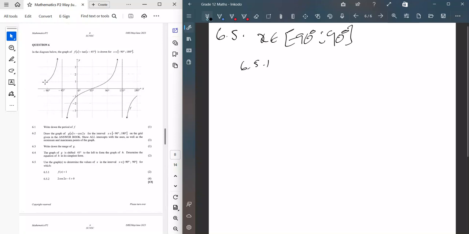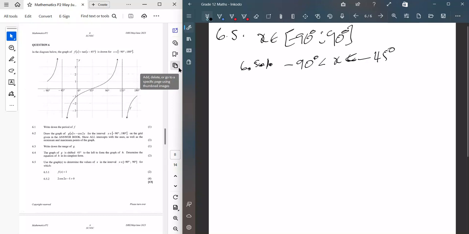You see what is happening here? This is when x is greater than negative 90, be careful, negative 90, but less than negative 45, sorry. Negative 45 degrees, right? Less than negative 45 degrees. Happy?